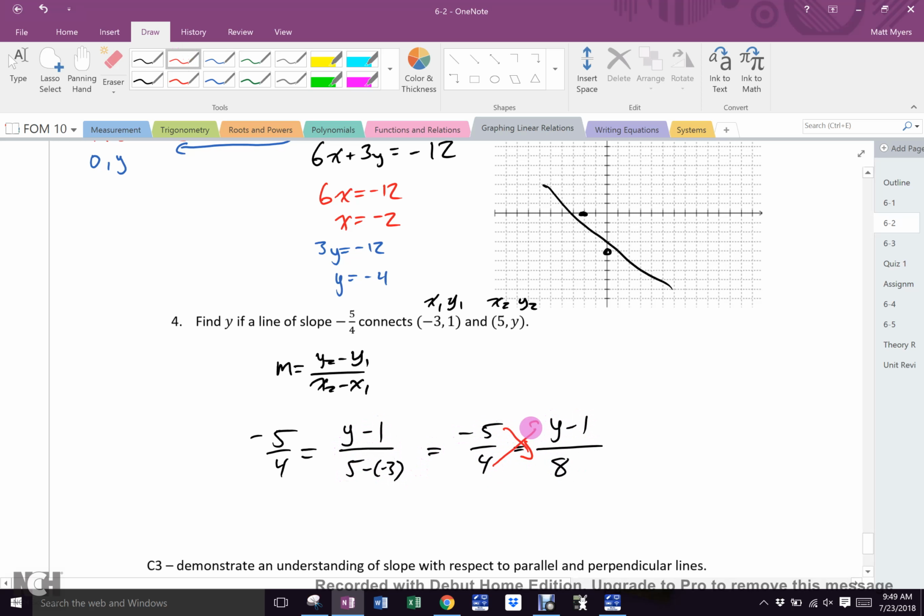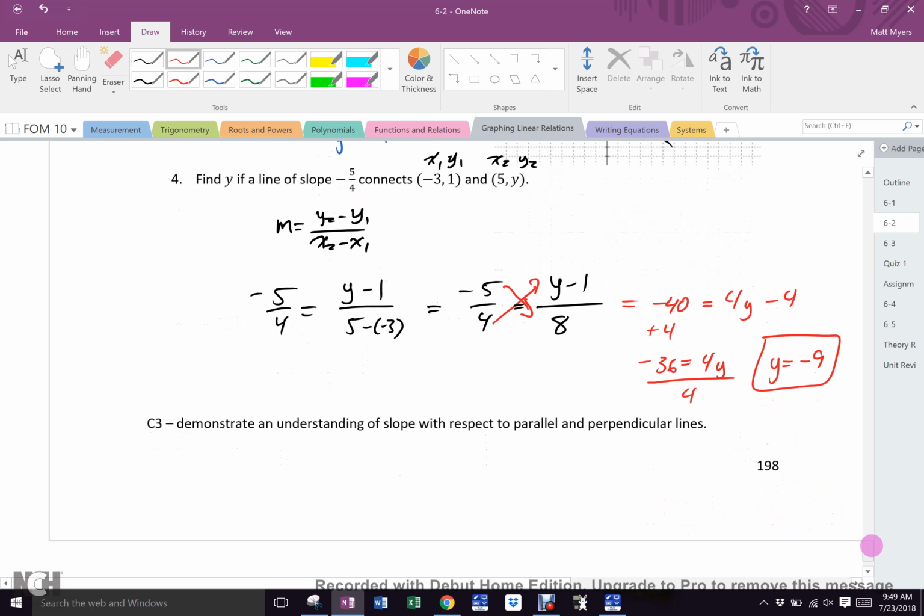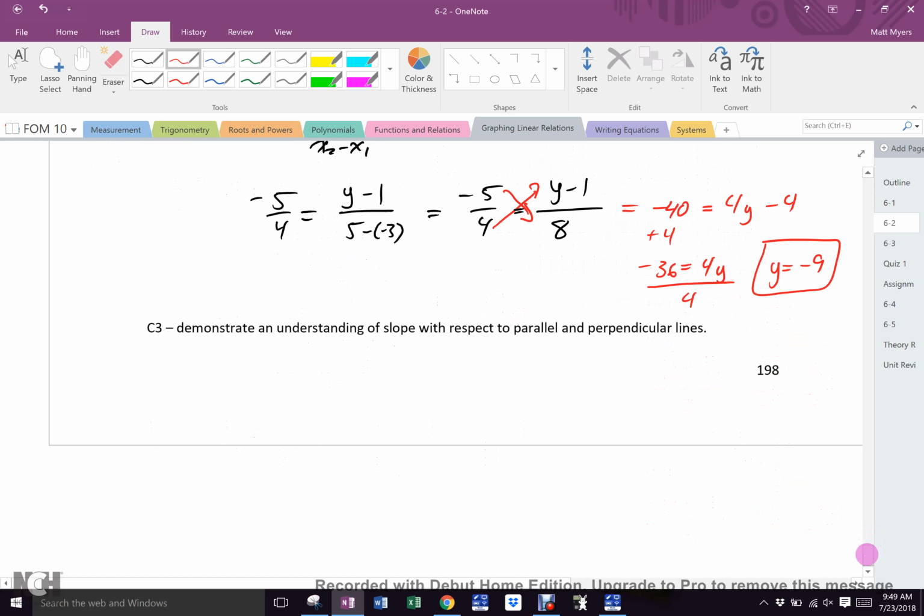Cross. Negative 5 times 8 equals negative 40, and that equals 4 times y is 4y, 4 times negative 1 is negative 4. Now you solve. Plus 4, plus 4. Negative 36 equals 4y. Divide by 4, y equals negative 9. And that was it for 198.